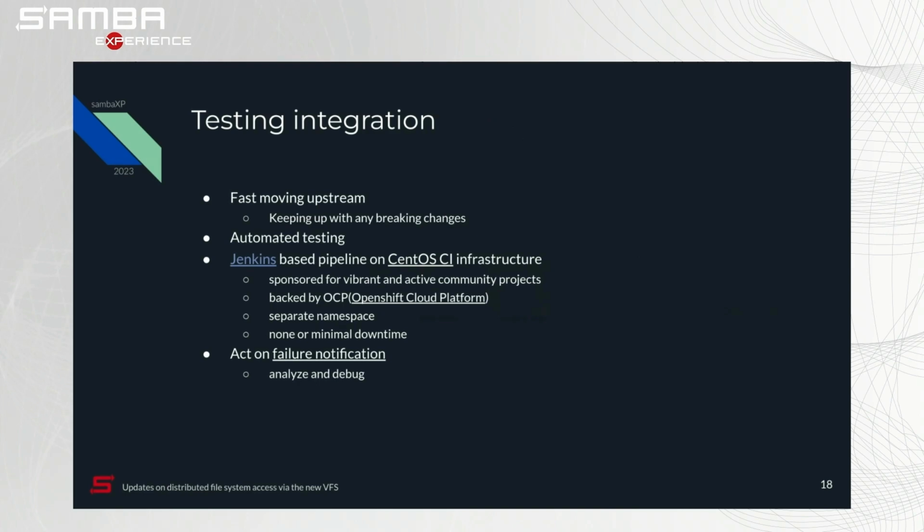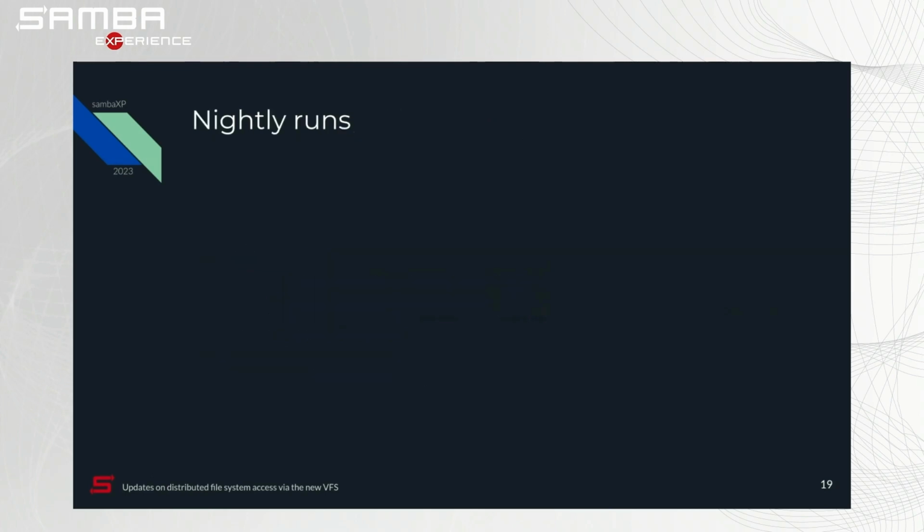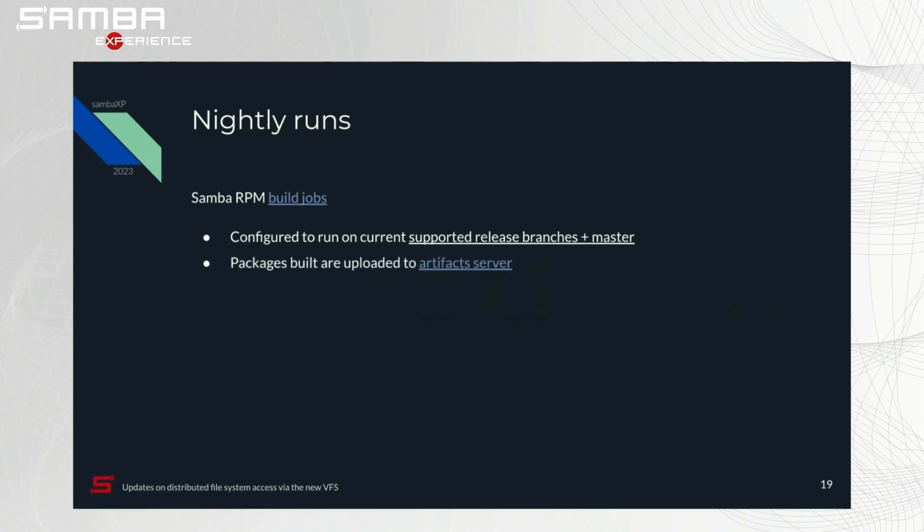Currently, we have two kinds of jobs configured to run as nightly jobs. They are the RPM build jobs and the integration test job. RPM build jobs are periodically updated and configured to run on supported release branches and master. When I say supported release branches, I mean those branches with a hyphen test suffix pointing towards the next minor version. So basically these are the branches with a moving head. Packages built are uploaded to an artifact server from which they can be easily downloaded. For easiness, a repository file is also provided to be configured in RPM based distros.